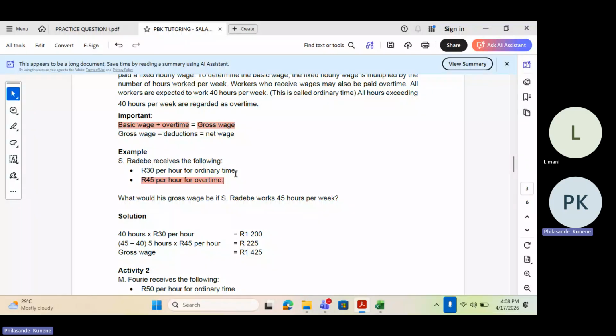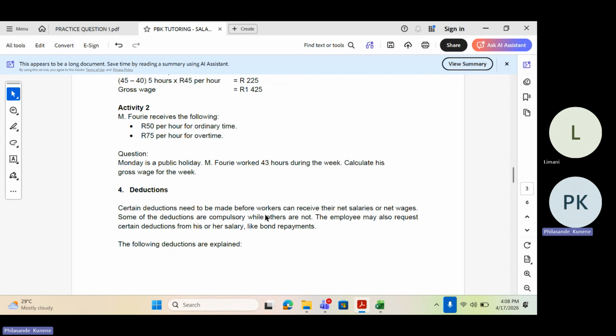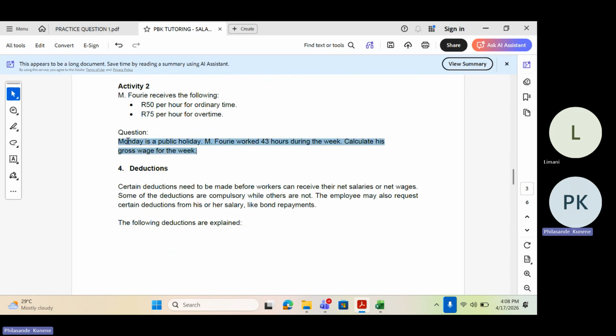You must be able to split the normal time and the overtime. You must be able to do that calculation, because once you manage to do that, it will be very easy for you, because you're just going to multiply by the rate. So the complication they can give you, as you saw from this question, is they told you about a holiday, which was Monday. Monday was a public holiday.